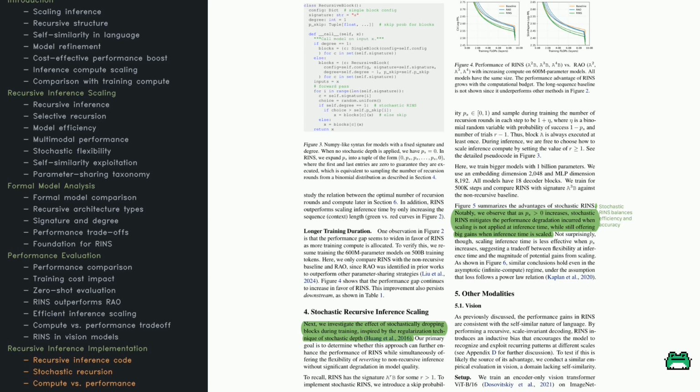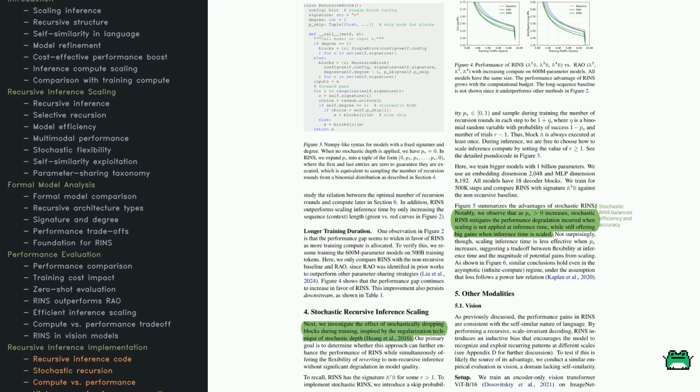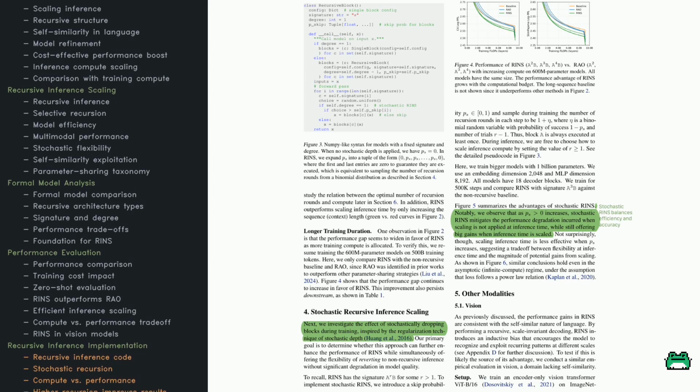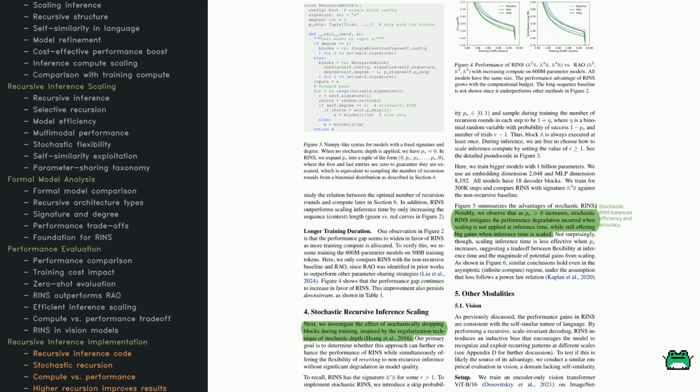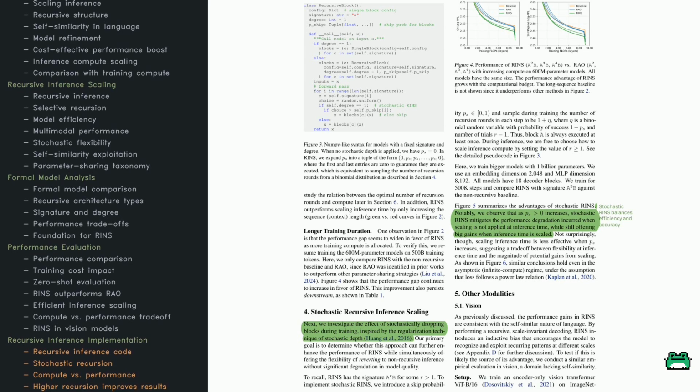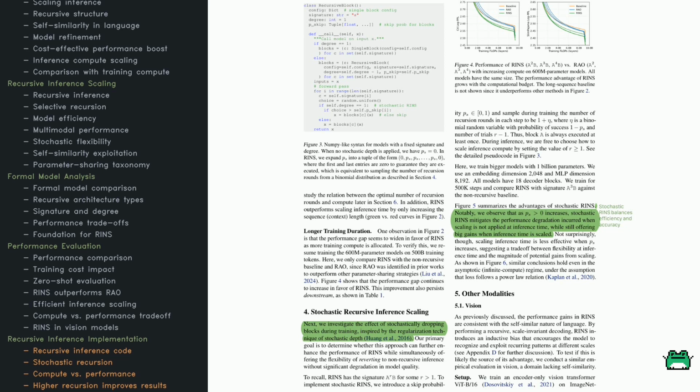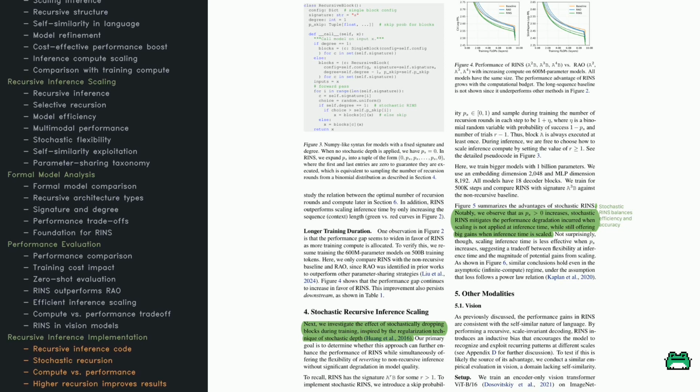Then we have Figure 4, where you'll see a graph of compute usage on the x-axis and loss on the y-axis. As you increase the recursion depth, for example, applying block A 2, 3, or even 4 times, performance keeps getting better. But there's a price. More recursion means more computation. Stochastic RINS comes in handy if you don't always want to pay that full price. You can randomly skip recursion steps without losing too much performance. It's a nice compromise, especially useful in real-world setups where compute is often limited. And the authors hint that this idea isn't just restricted to language tasks, but could apply to vision as well.